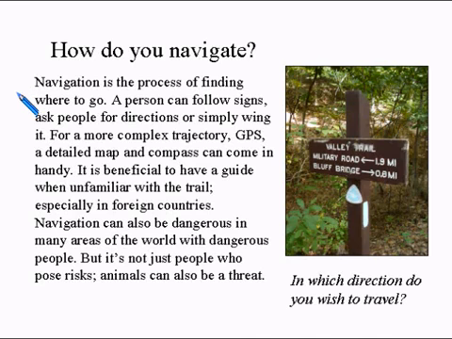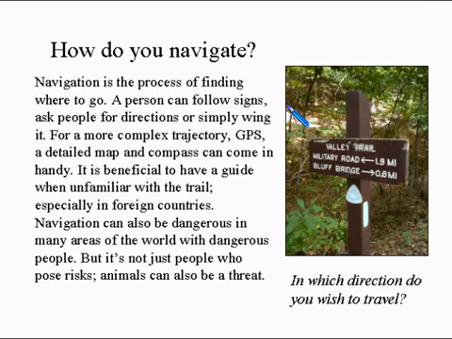A person can follow signs, ask people for directions, or simply wing it. For a more complex trajectory, GPS, a detailed map, and a compass can come in handy. It is beneficial to have a guide when unfamiliar with the trail, especially in foreign countries. Navigation can also be dangerous in many areas of the world with dangerous people. But it's not just people who pose risks. Animals can also be a threat.